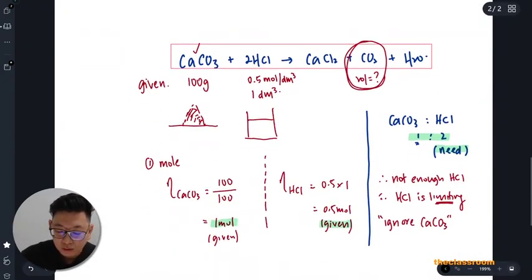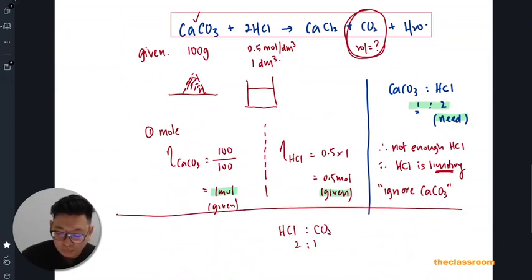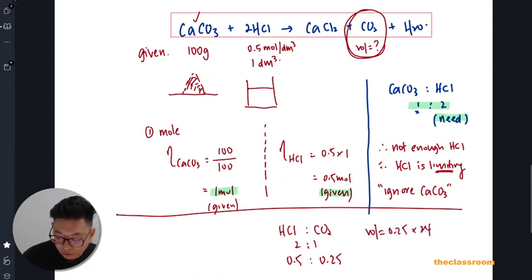So in this case, to find the volume of carbon dioxide, I'm going to use my limiting, which is hydrochloric acid to carbon dioxide. 2:1, right? The actual number of moles of carbon dioxide I have is 0.5 divided by 2, so I'm going to get 0.25. I know I'm talking to the phone, but it's just a calculator. So in terms of volume, you take mole times 24 dm cubed, you get 6 dm cubed, and that's your answer.